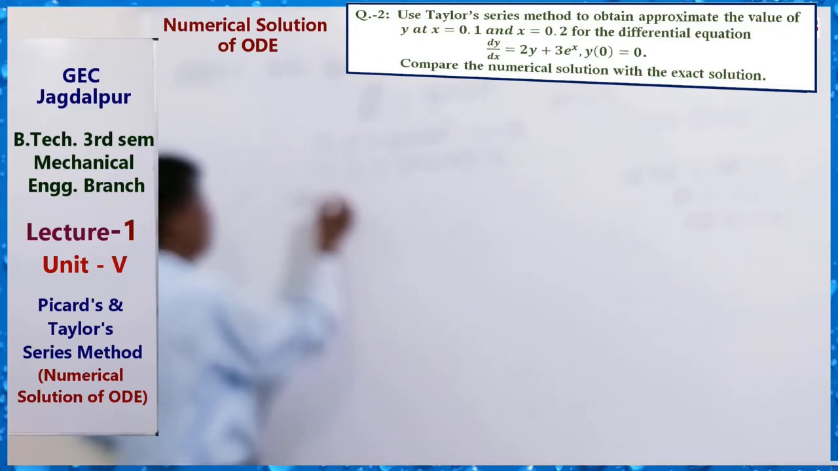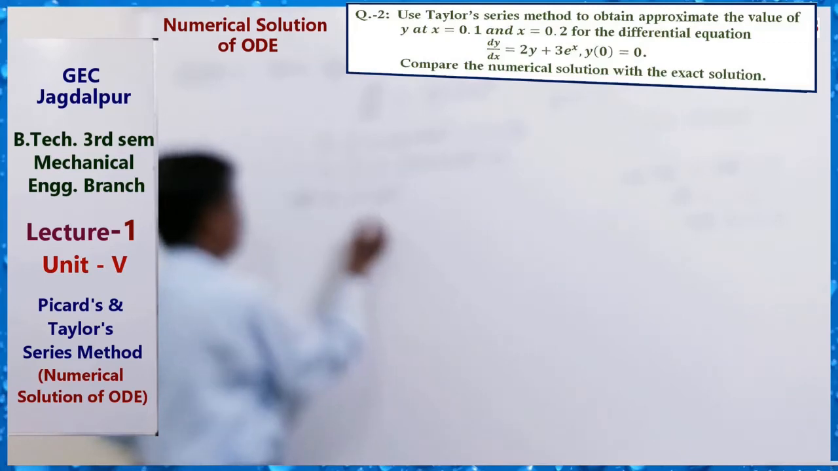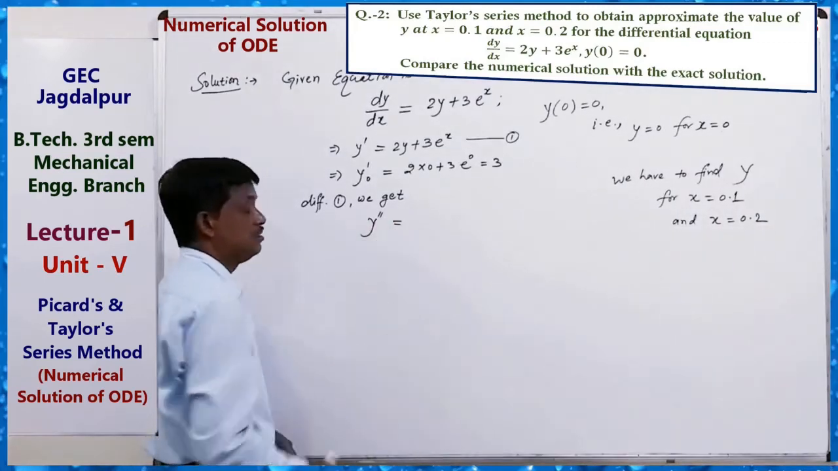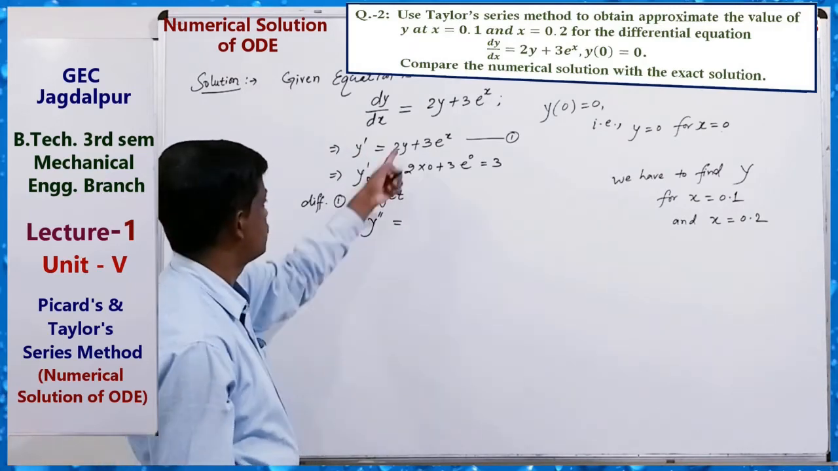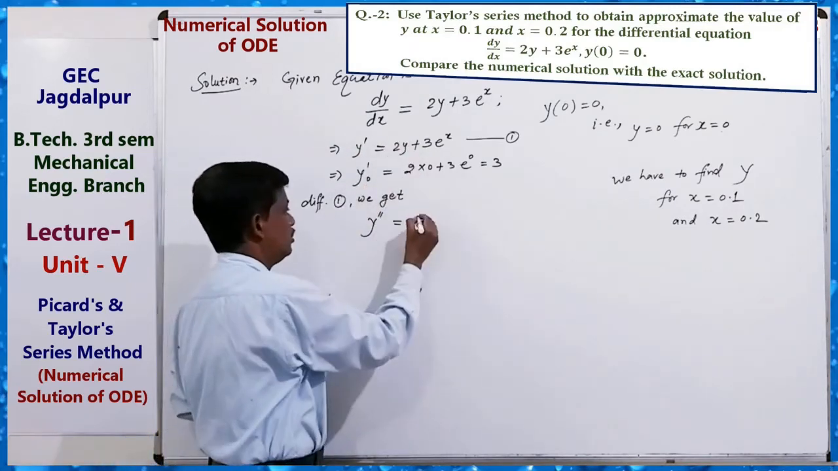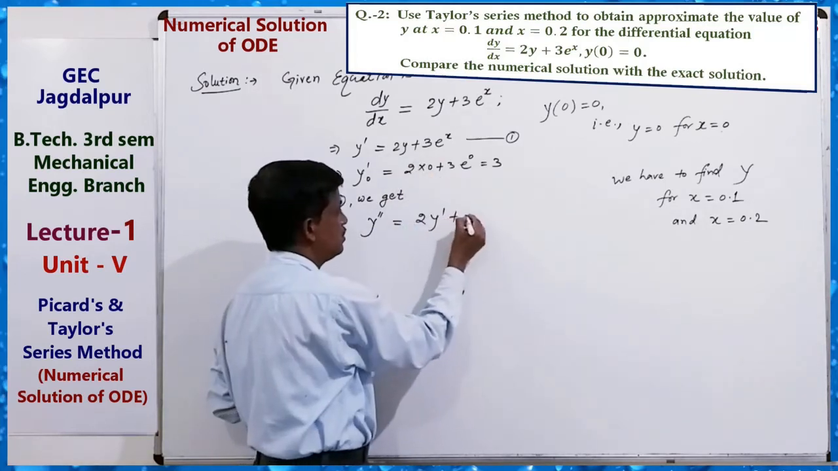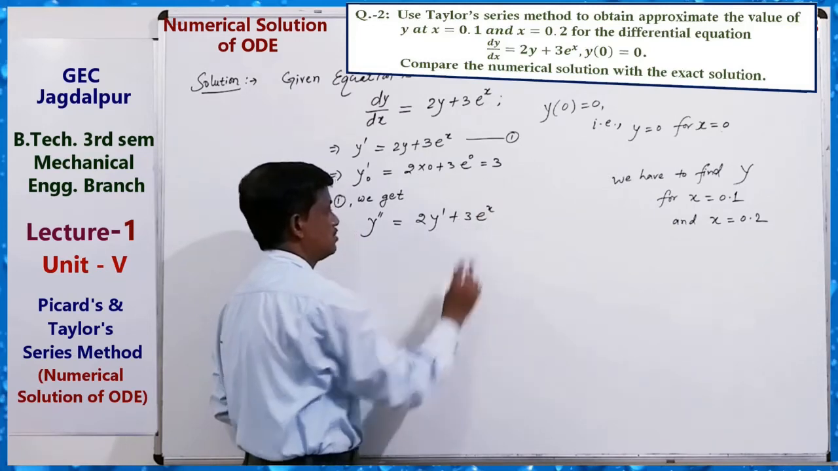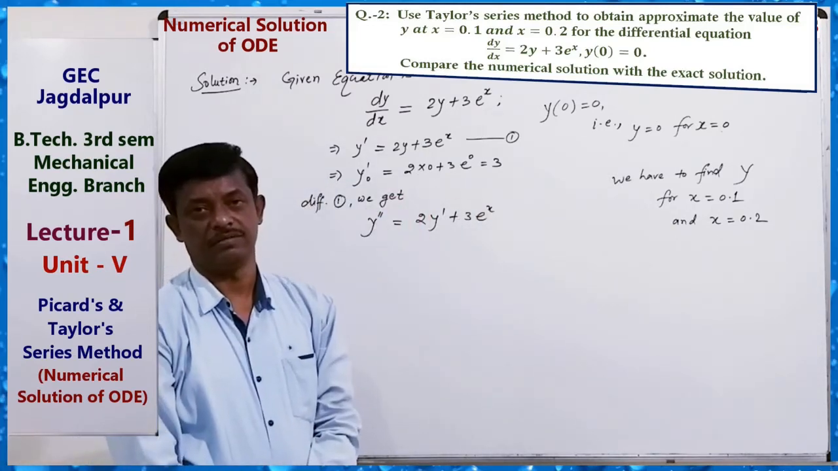Differentiate once more. We get y double dash. Just differentiate: first time, one time more, second time. So here, differentiate this: 2y becomes 2y dash, and 3 e to the power x stays 3 e to the power x with respect to x. So this is the second derivative.